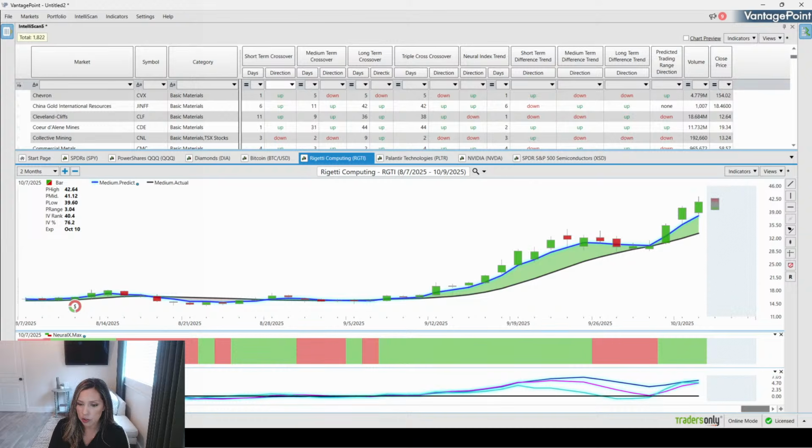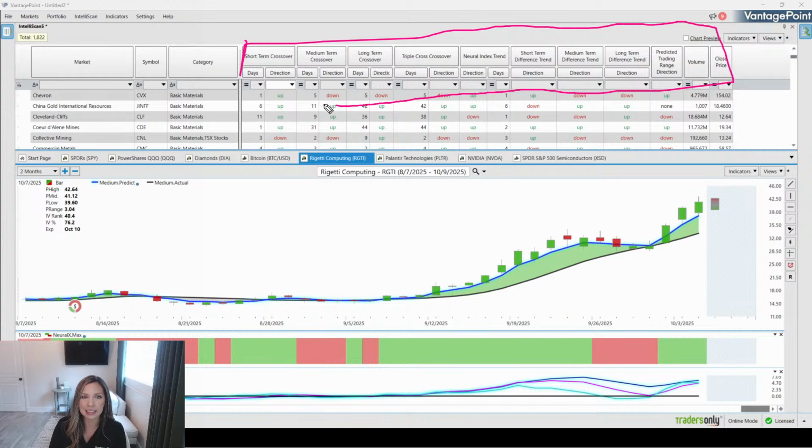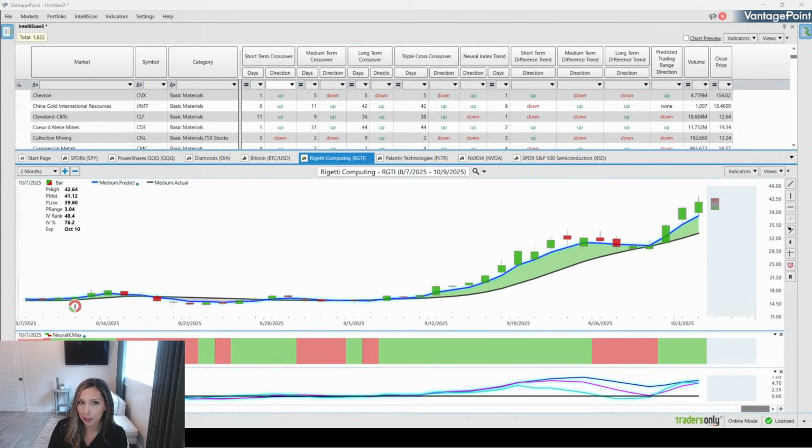I want everybody to understand that the indicators that we're seeing up here in the IntelliScan, you'll notice these are drop downs, these are filters where we can look for that directional expectation in the scan. All of these here are going to be found on the chart, all right? So we're not looking at anything new. We're looking at it in a very different light. So unless you've never seen VantagePoint before, and then this is all new, right?